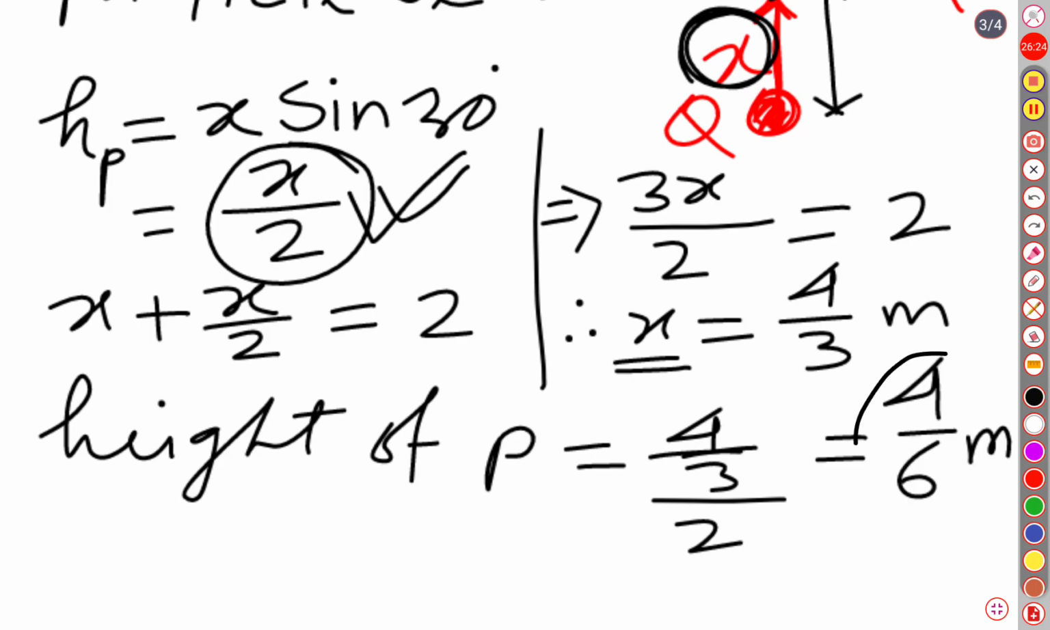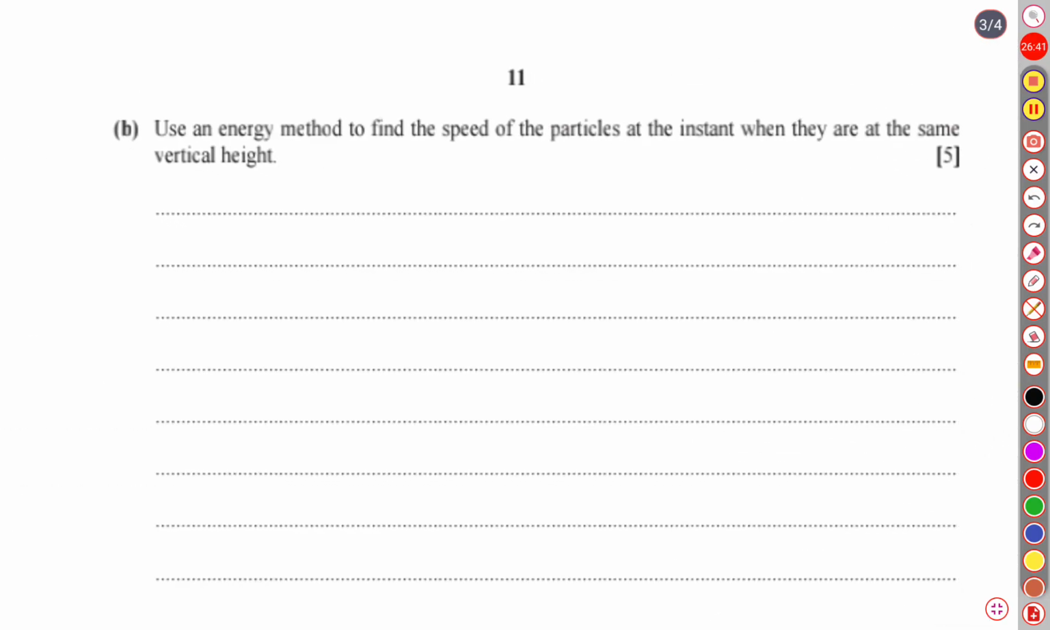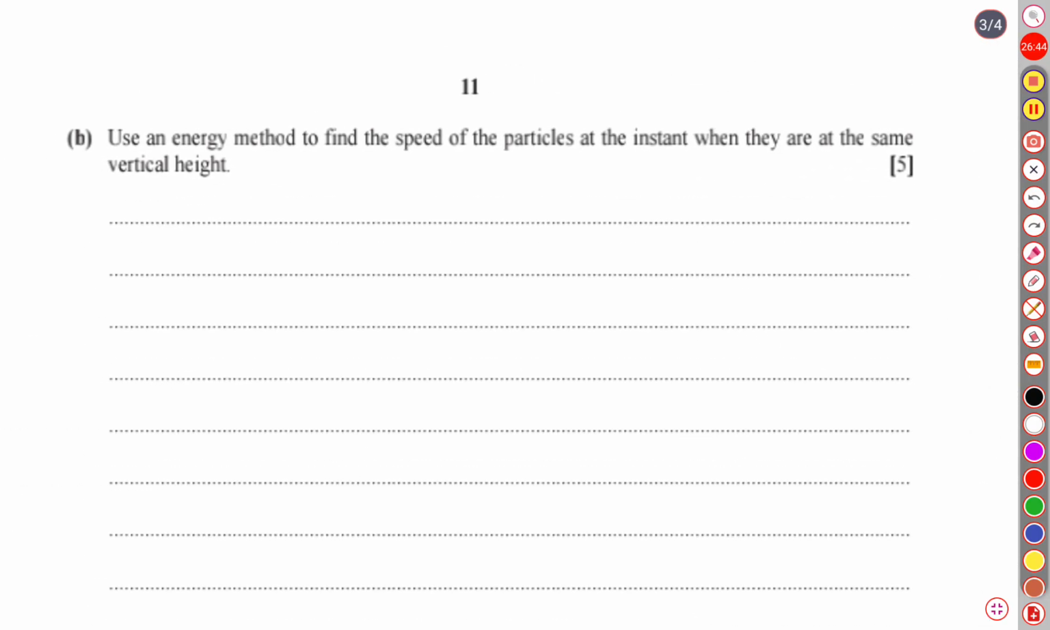This is the displacement or height traveled by P, and 4 over 3 meter is the distance traveled by Q. So let's start the work energy method, because the question told us to use an energy method to find the speed of the particles at the instant when they are at the same vertical height. So we know the work energy method: work done by driving force is equal to change in GPE.